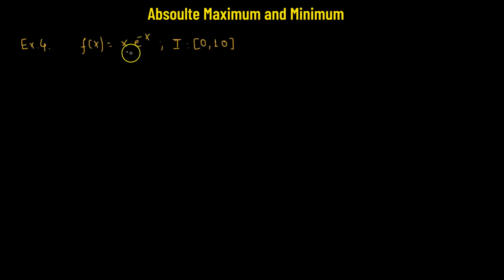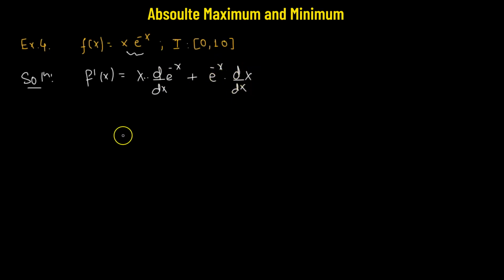So we have the function x times e raised to the power of negative x. Let's try to find its absolute maximum and minimum value on the interval 0 to 10. We have to take the derivative of the given function. Here we'll apply the product rule. So we have x multiplied by the derivative of e raised to the power of negative x, plus e raised to the power of negative x times the derivative with respect to x of x.